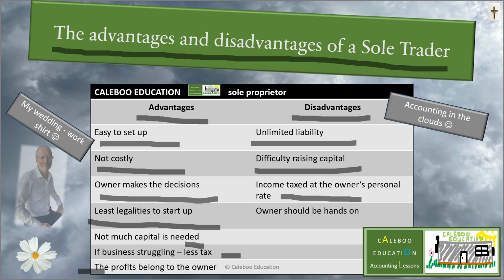Right, income tax, it's taxed at the owner's personal rate. So the amount of money that the sole trader makes gets added to my income. So it might put me into a higher tax bracket where I'd pay more tax, so that's a disadvantage.